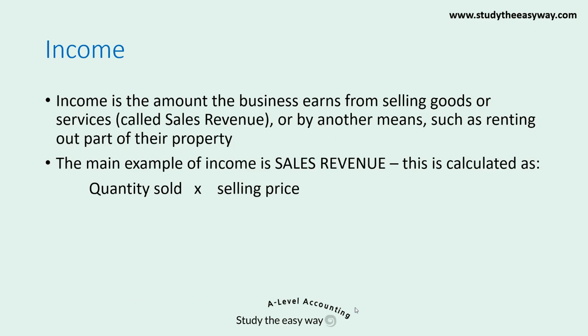Income is the amount the business earns from selling goods or services, that's called sales revenue, or by another means such as renting out part of their property. The main example of income is sales revenue, which is calculated as the quantity of goods or services sold multiplied by the selling price.